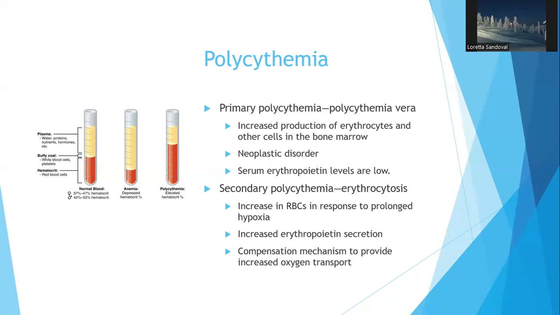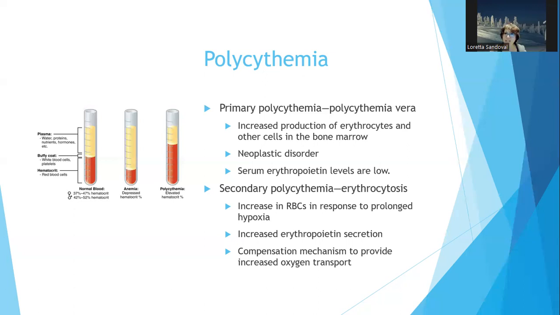Secondary polycythemia, or erythrocytosis, remember erythrocytosis is increased numbers of erythrocytes. It's an increase in red blood cells that occurs in response to prolonged hypoxia and increased erythropoietin secretion. So it's a compensation mechanism to provide increased oxygen transport. If you go to the Andes or Tibet and you're a lowlander or a sea level person, you will probably get secondary polycythemia as a response to decreased oxygen levels.